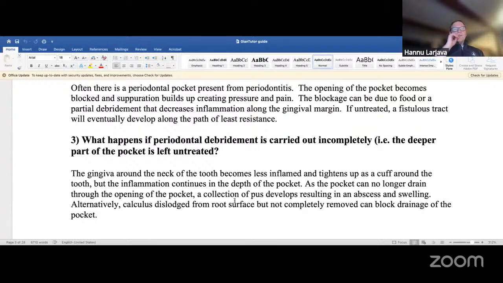And we tend to say, no, try to do it close to completion, and then okay, you can do some fine tuning in the second round if possible. So we don't want them to dislodge the big chunks of calculus deeper into the pocket and cause abscesses and other problems. So that's why this question was here, that we try to get them to do as complete a debridement from the get-go rather than just do some superficial scaling and then leave the rest.